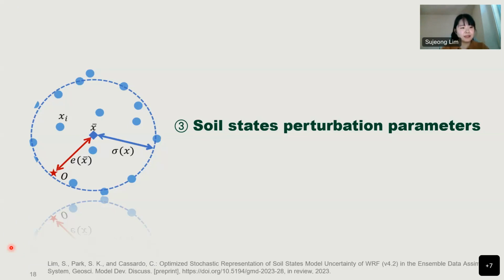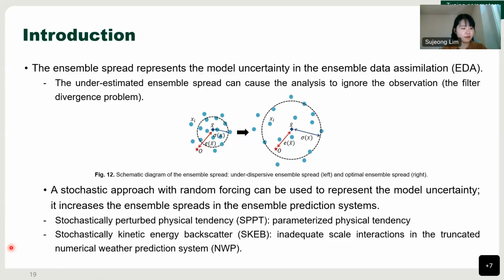And the last subject is the soil state perturbation parameter. In the ensemble data assimilation system, the ensemble spread, like the blue circle distribution, represents the model uncertainty. If an underestimated ensemble spread occurs, it could ignore the observation information, so it requires an increase of the ensemble spread, like the left to right figure.